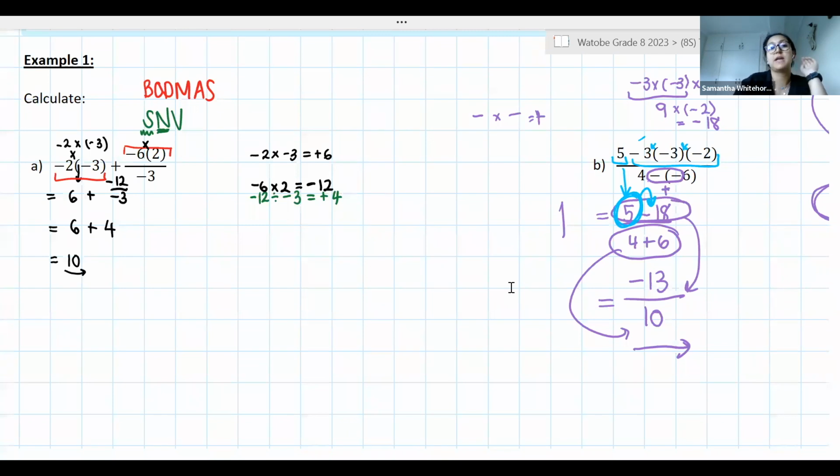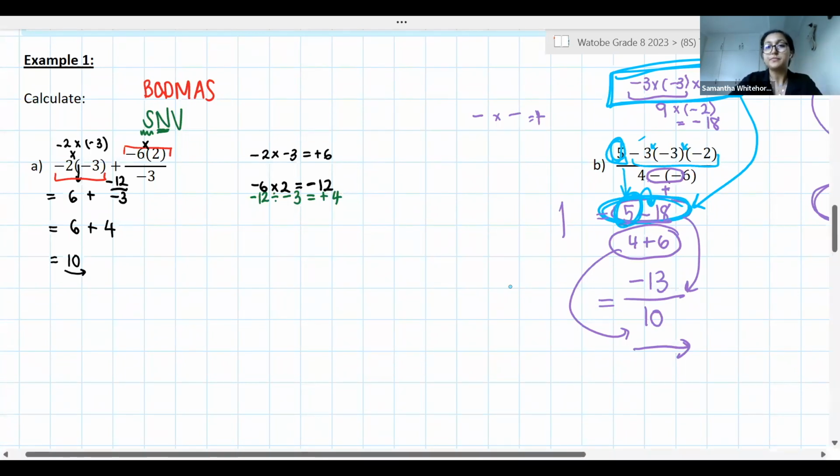Okay, but I've just explained it. Guys, I really need you to listen. We're wasting time re-explaining stuff. So 5 stays where it is. And then we've got -3 times -3 times -2. So we do that multiplication first to get -18. And then we can do the subtraction. So we need to break it up into BODMAS so that we can go and simplify.